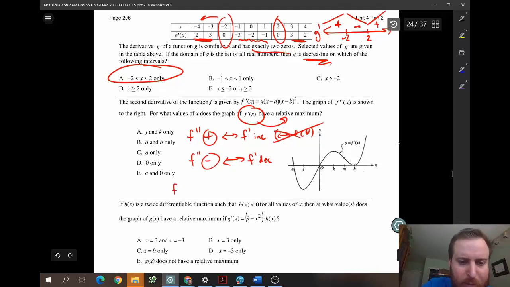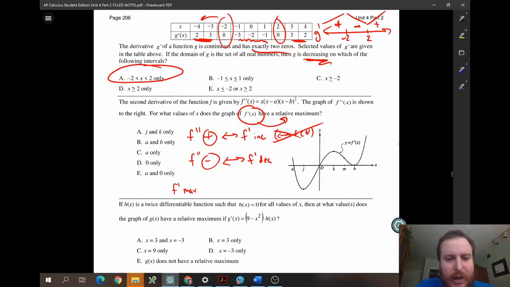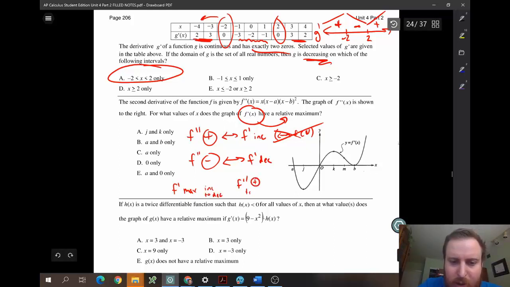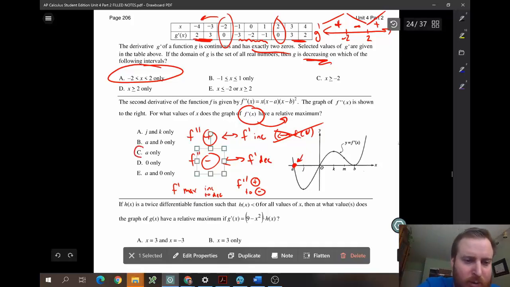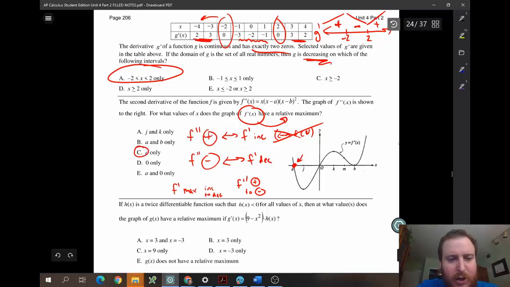So if we want to know where f prime has a maximum, that would be when f prime changes from increasing to decreasing. That would be when f double prime changes from positive to negative. So where does this change from positive to negative? Here at A, f double prime goes from positive to negative, and that's it. Right at 0, it would be a minimum, and at B, it would be neither. So this would be A only. It's a kind of tricky question to wrap your brain around.